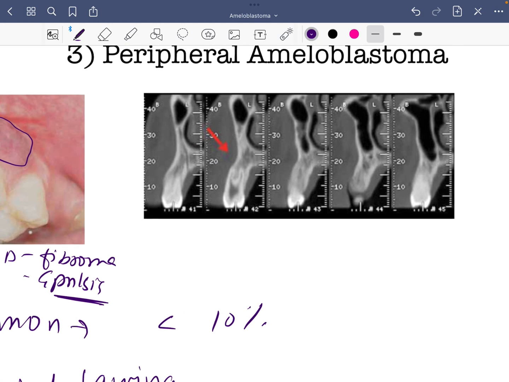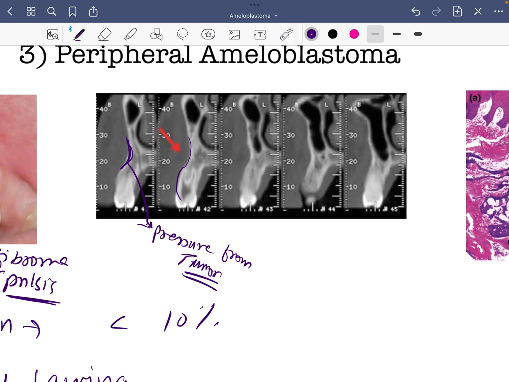If you take the radiograph or a CBCT, nothing appears. Your bone will appear normal, but with just a slight depression. This depression is due to pressure from the tumor. See, that's the beauty of the tumor. Even though it's in the soft tissue, it's still compressing the bone and making it resorb. A slight depression will be present.